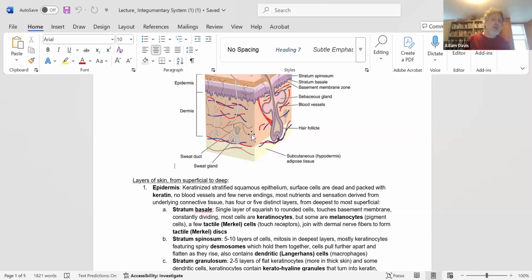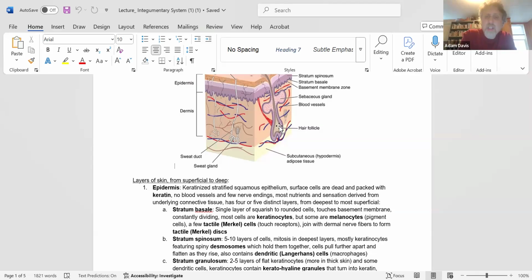Within the reticular layer, we also find the origins of sweat glands, oil glands, hair follicles, all of those other things that are housed within the skin, the various glands and ducts and so forth, originate deep down in the reticular layer.